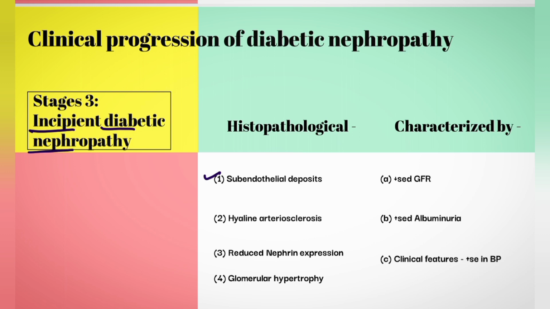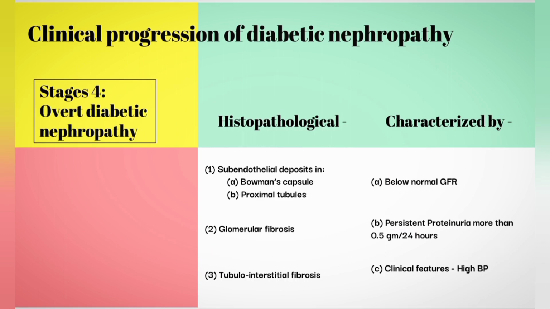Hyaline arteriosclerosis will be present. Reduction in the nephrin expression in this stage, and there will be hypertrophy of the glomerular tissues. This stage is characterized by decrease in the GFR level, increase in albuminuria, and for the first time in this stage we will find some clinical features in the form of increase in blood pressure.